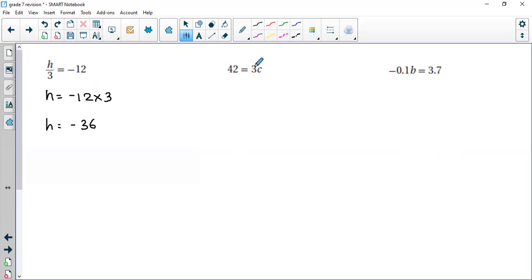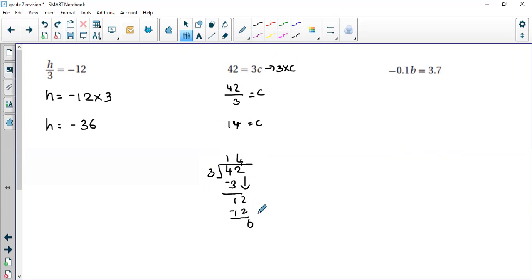42 equals 3c. Now as I told you before, a variable and a number, or two variables, together means they have been multiplied. So this is 3 multiplied by c. To remove the 3 from the c, we have to do the opposite. The opposite of multiply is divide. So 42 divided by 3 will give me 14 equals c. Now if you cannot do this mentally, you have to of course write 42 divided by 3, follow the steps of division and then do it. That will give you 14. If you can do it with mental math, that's much better.